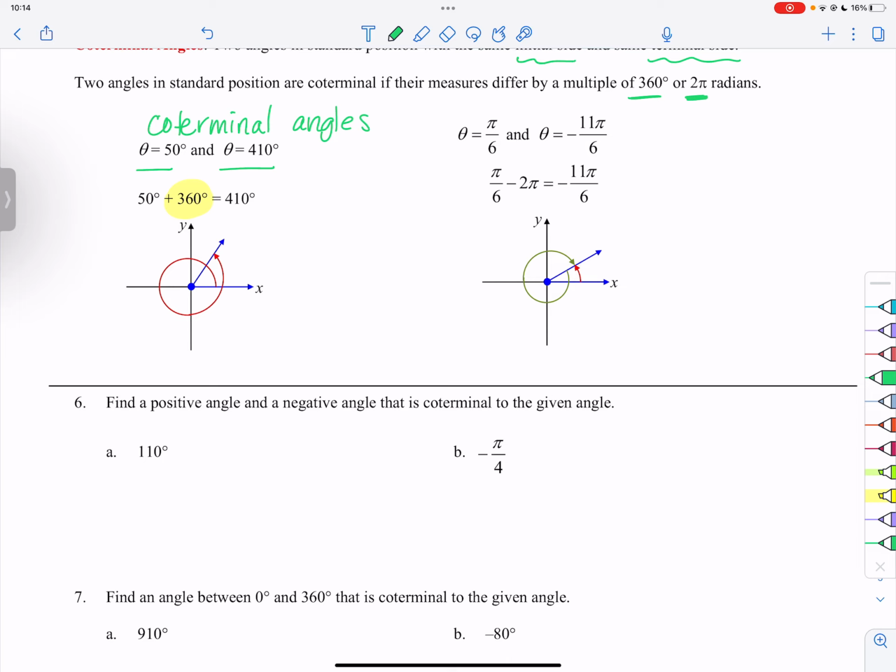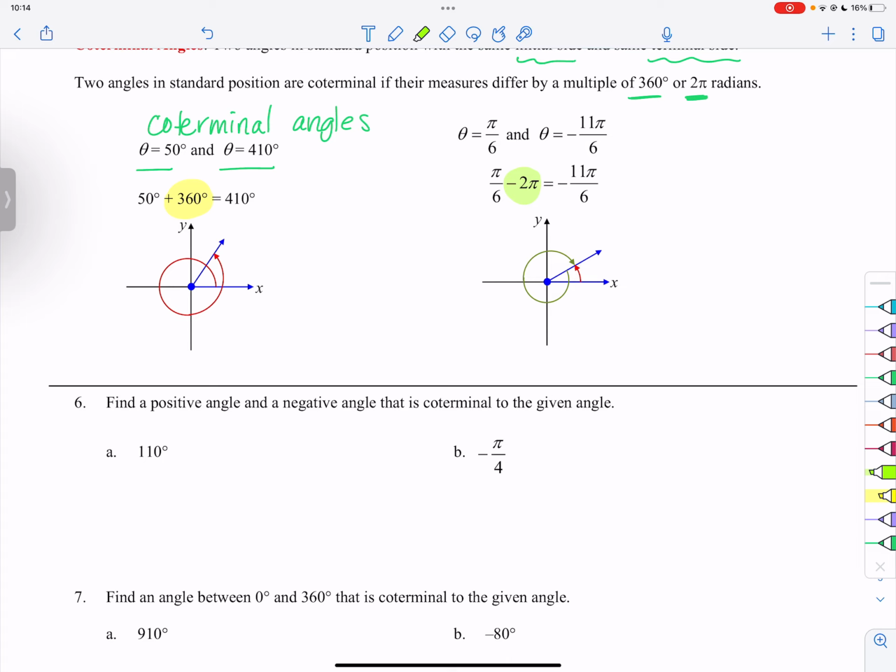Now let's look at this next example. Theta equals pi over 6 and theta equals negative 11 pi over 6. And as you can see, if we subtract 2 pi, remember we can add or subtract, it's a multiple, we come up with negative 11 pi over 6.